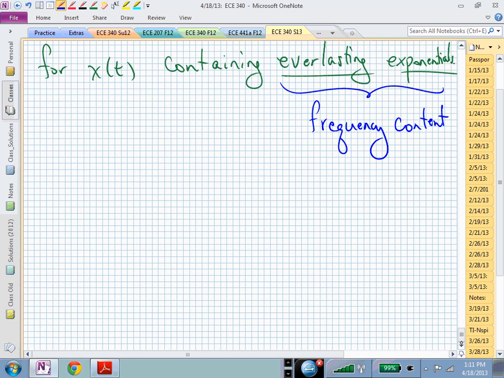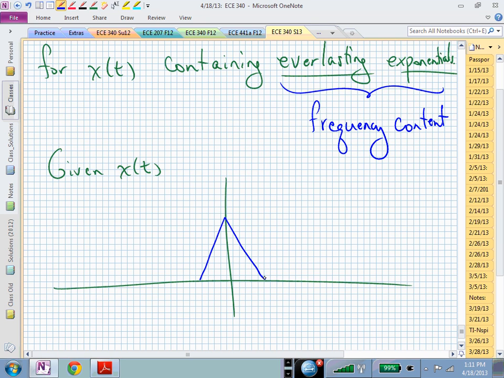Suppose you're given an x of t that maybe looks like this. Maybe it's now that. And you want to know, how is that going to be shaped or modified as it goes through a system? It's not periodic.